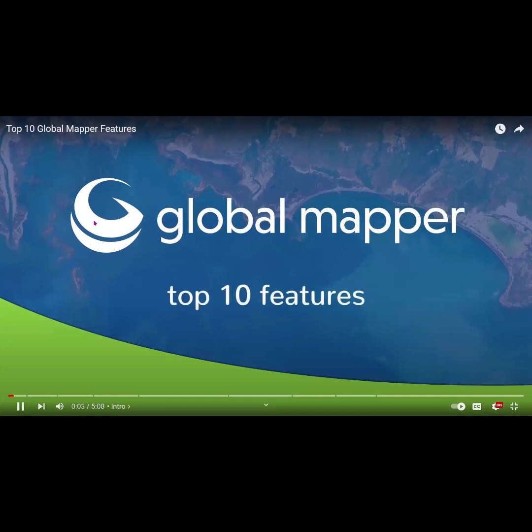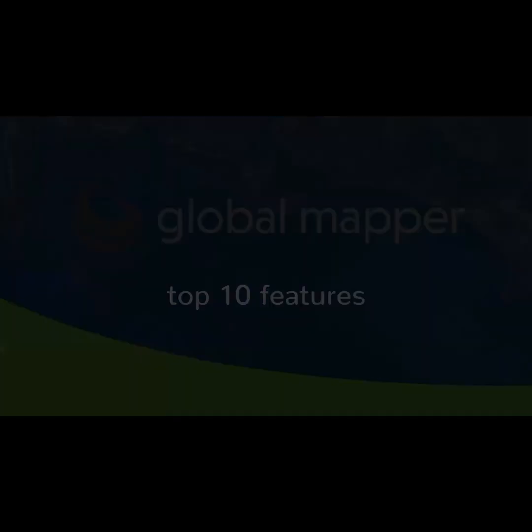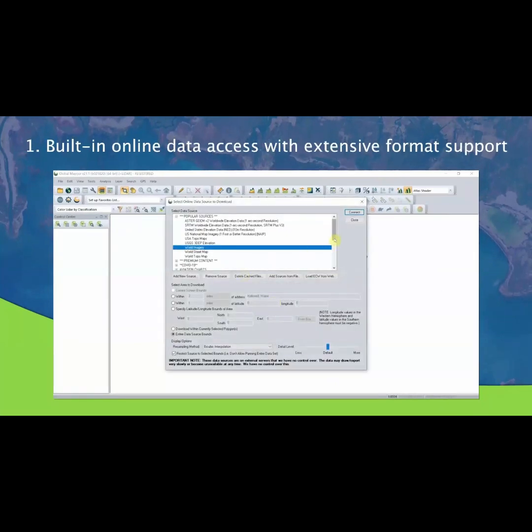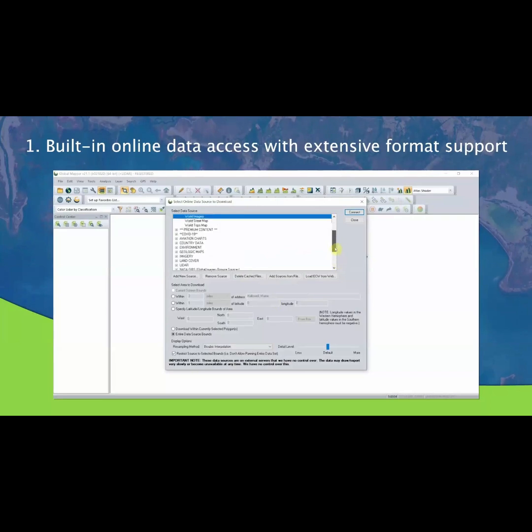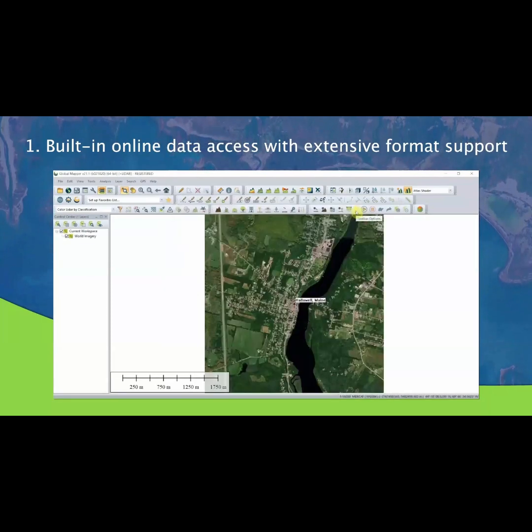Is Global Mapper right for you? Let's take a look at Global Mapper's top 10 features and find out now. Number 1. Built-in online data access and extensive file format support. Global Mapper offers an extensive collection of online data sources that can be downloaded or streamed, and it also provides support for over 300 different file formats.